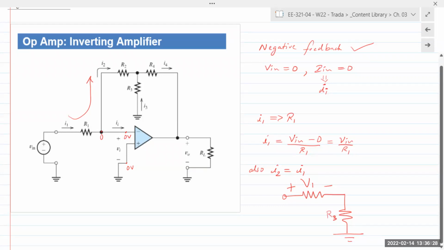Now, V1 is connected to that inverting terminal, connected to virtual ground. Right? R1 is connected to the inverting terminal right there, which is the virtual ground, 0 volts. So for analysis, you can treat R2 and R3 as in parallel.